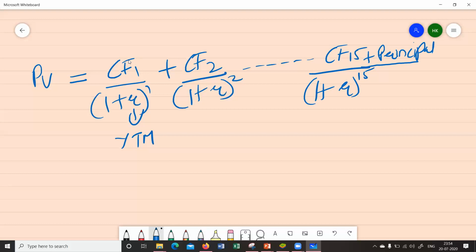Now, manually, it will be very difficult to calculate R or YTM. So for that purpose, we use the BA II Plus calculator, and that's what I'm going to use today. And that's the calculator that's recommended for CFA students. And let me just get to the calculator now.